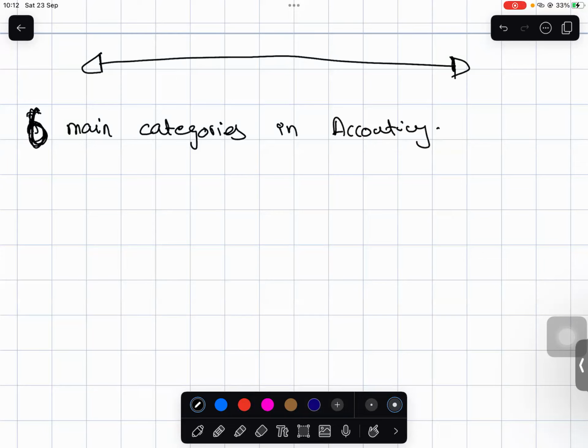Yeah. There's assets, liabilities, capital, expenses, I think revenue, and I don't remember the 6th one. All right, we'll do them all again.